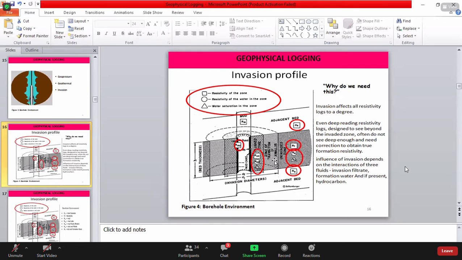So like I said, we have two zones: the invaded zone and the uninvaded zone. The invaded zone is divided into two. We have the flushed zone, F-L-U-S-H, and then we have the transition zone.